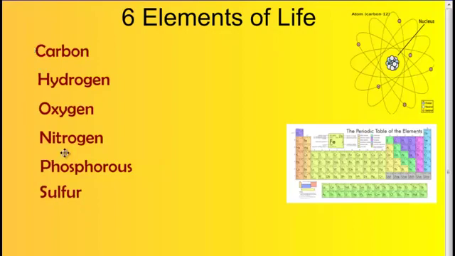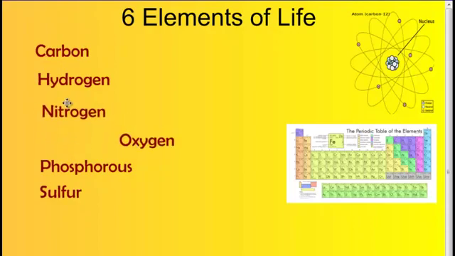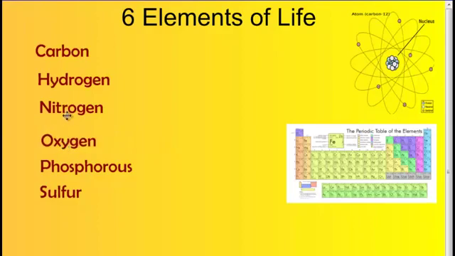Without these 6 elements, CHONPS, we could not have living things. We're going to spend most of our time thinking about carbon, hydrogen, and oxygen, but I have a way of remembering them where I put them in this order, and I say all living things are made of CHNOPS. Those are the 6 elements of life.